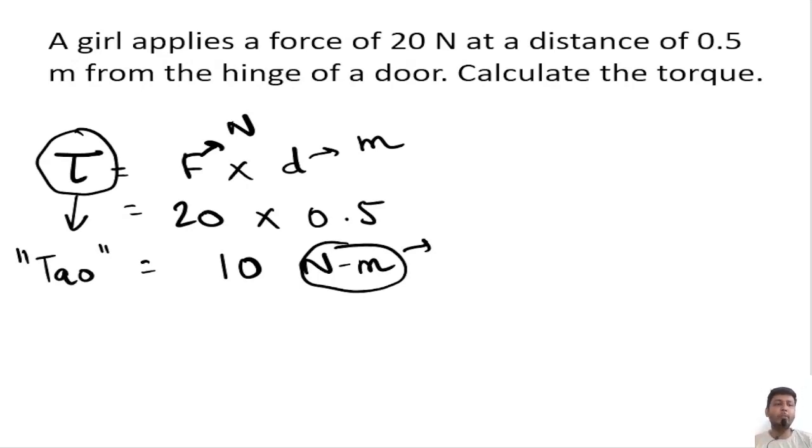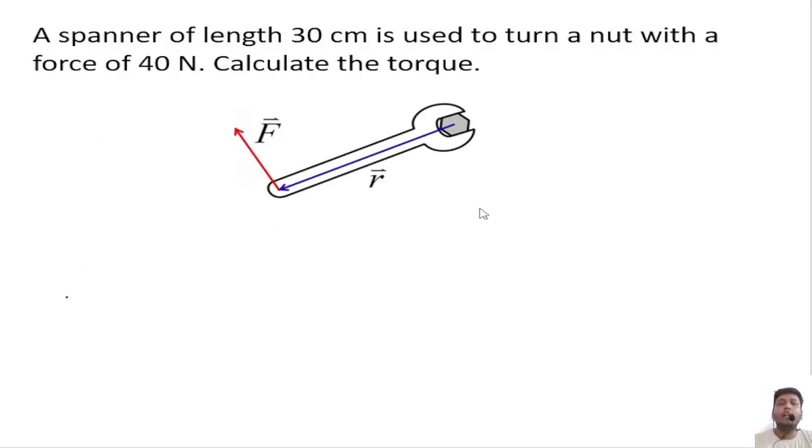Let us try one more example. But before watching the solution, I want you to pause the video and think about this and then see the solution. What does it say? A spanner of length 30 centimeter is used to turn a nut with a force of 40 Newton. Calculate the torque.